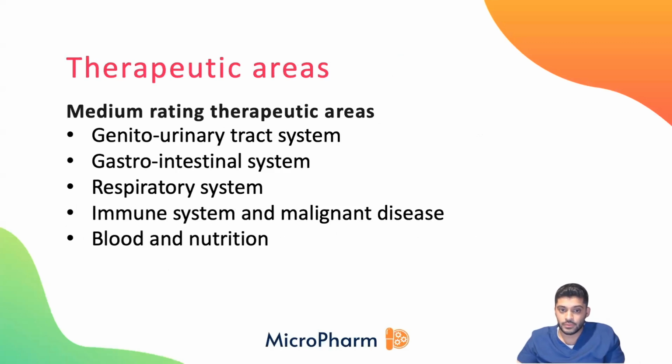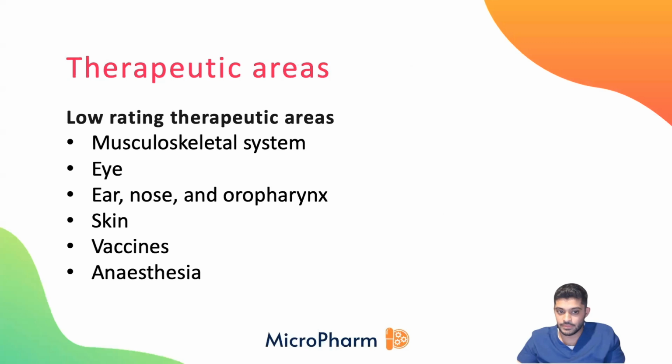So we've gone through that. Medium weighting, genitourinary, gastrointestinal, respiratory, immune system, malignant disease, and blood and nutrition make 25 to 35% of the assessment, and low weighting are these 6 topics.